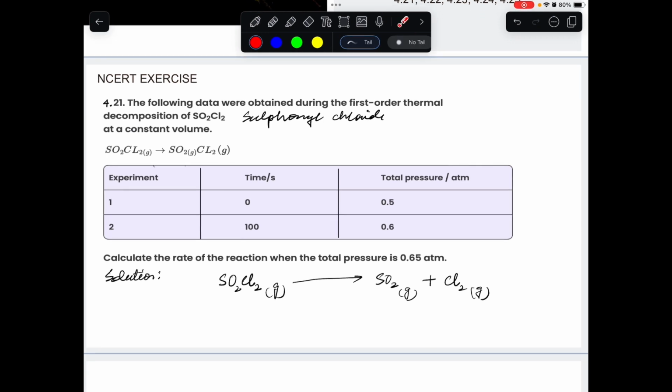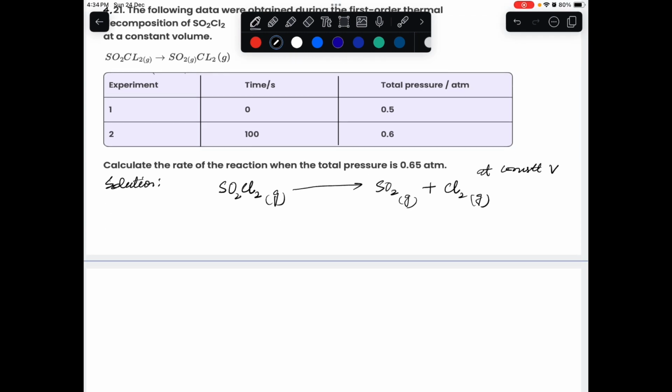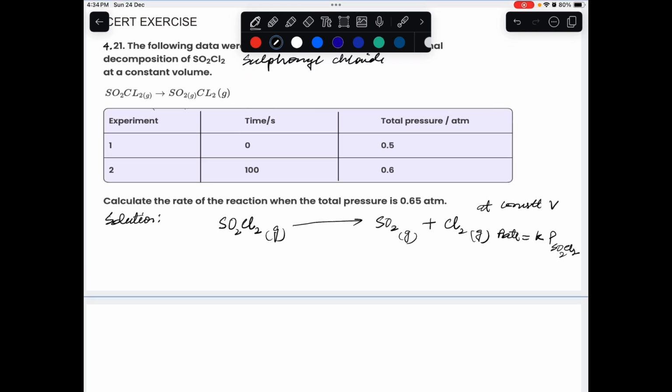They are saying that this thermal decomposition is at constant volume. Okay, at constant volume means what? When volume is constant, we can write down the rate expression in terms of the pressure. Okay, so rate can be given for the same equation. We can write rate as K times partial pressure of SO2Cl2 at any time, which will give you the rate of the reaction at that particular time.